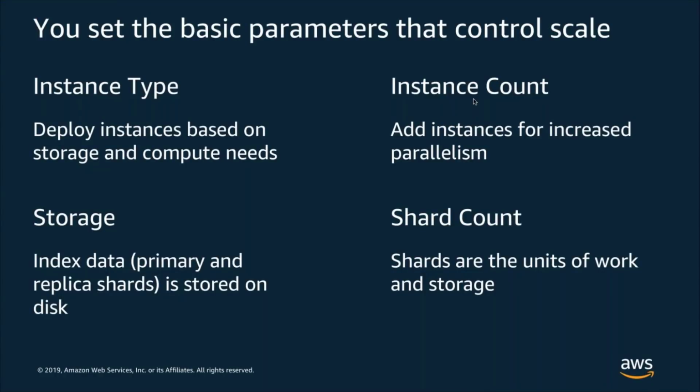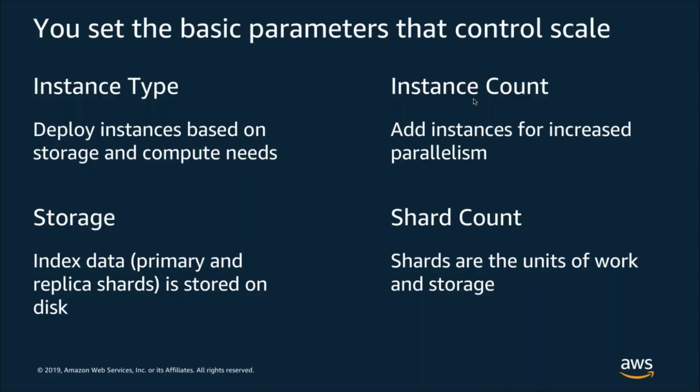So I wanted to touch briefly on scale, especially when you use Kinesis Data Firehose. You want to think a little bit about scale and concurrency and figure out the sizing of the cluster that you're going to create based on the data that's coming in. The things that you control about scale: you control the instance type and instance count that you set for your Elasticsearch service domain.